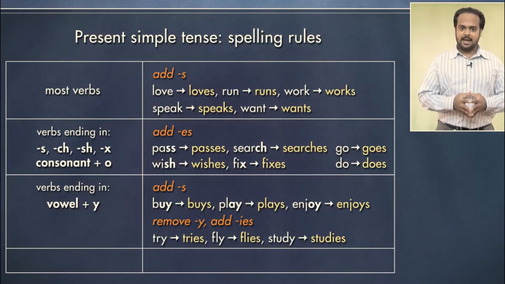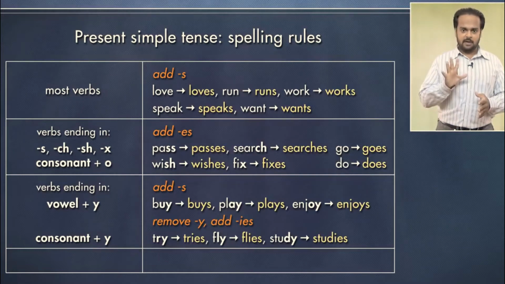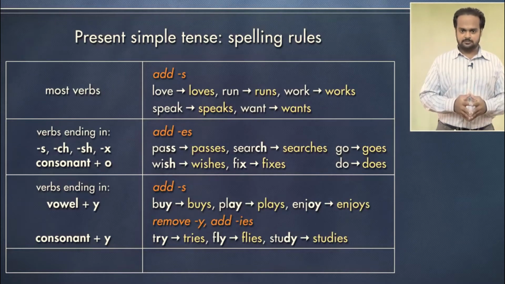Here, you see that they end in a consonant like R, L, or D plus Y. Any letter that's not a vowel is a consonant. In English, there are 26 letters: 5 vowels, A, E, I, O, U, and 21 consonants.